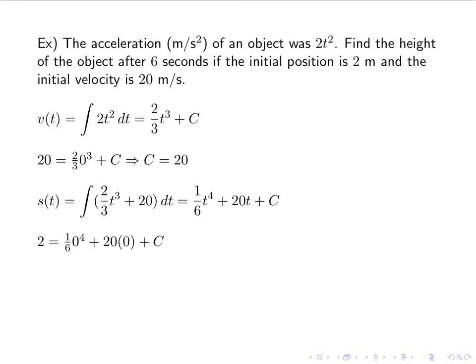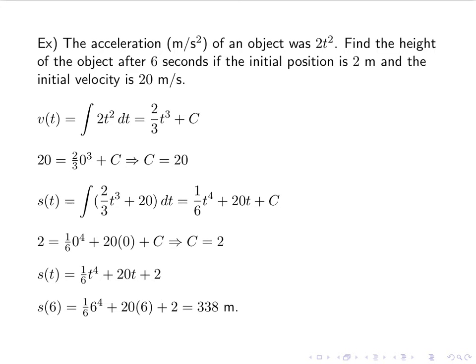I take this guy, I solve it for c, and I have that c is 2. So here is my position equation, and then it says find the height of the object after 6 seconds. So now I'm going to find s of 6. So every t becomes a 6. Plug it in, and hopefully you're getting 338 meters.